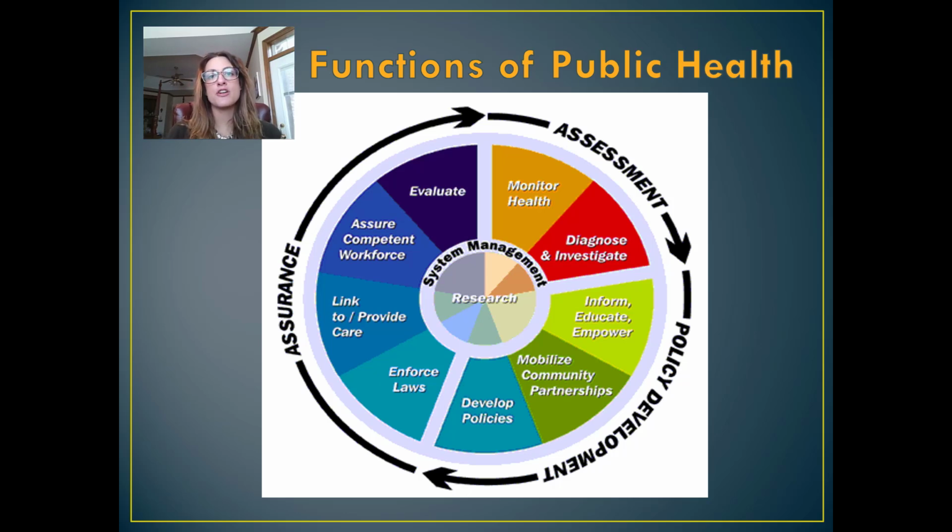Last but not least, there's assurance. We want to assure high quality access to care for populations. So let's talk about what goes into each of these, right? So again, remember that there's assessment. You want to figure out what's going on, right? Step one, what's going on? What do we need to address? What's going to be our priority?